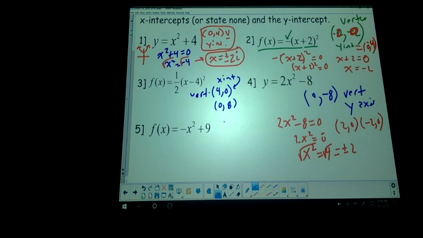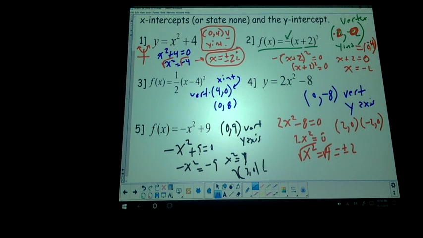This one, we have a vertex at 0, 9. Where does it cross the x or the y-axis? Same spot. Solve where it crosses the x-axis. Multiply both sides by negative. x squared equals 9. So at 3, 0, and at negative 3, 0.